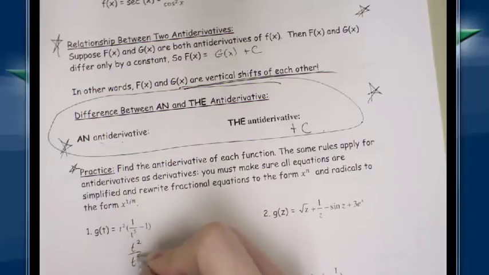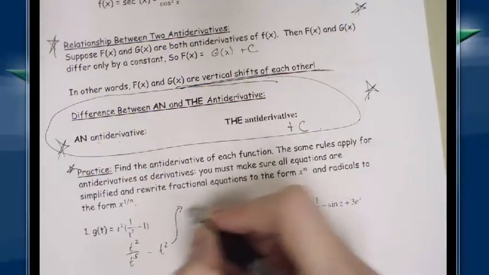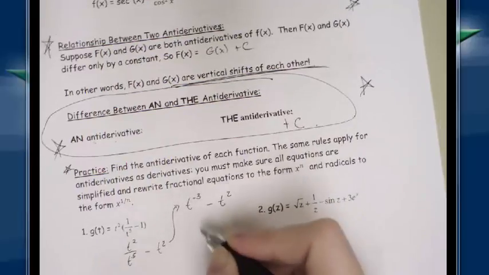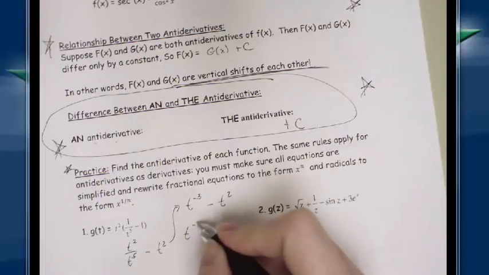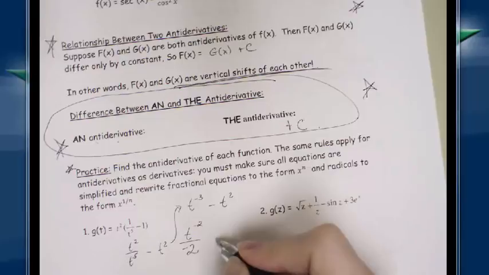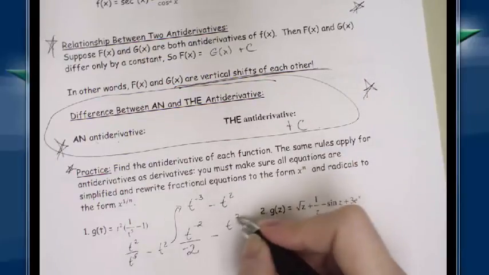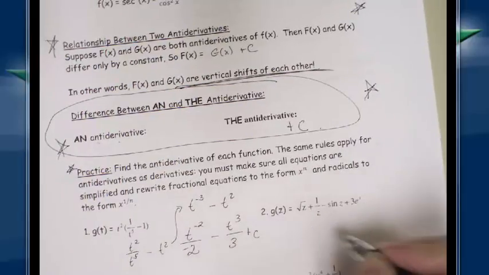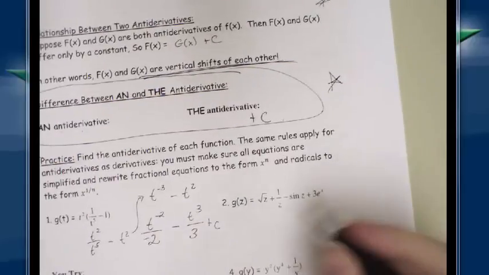So this will be t squared over t to the 5th minus t squared. Simplifying that, that will be t to the negative 3 minus t squared. Now, the antiderivative, go up a power, t to the negative 2 divided by negative 2. Yes, negative 3 plus 1 is negative 2. Here, t cubed over 3 plus c. Wonderful.